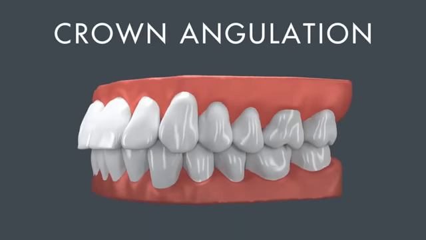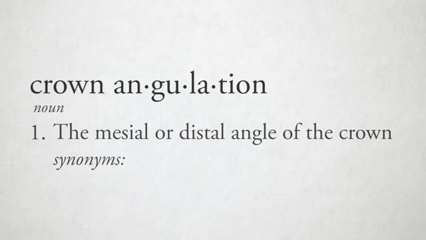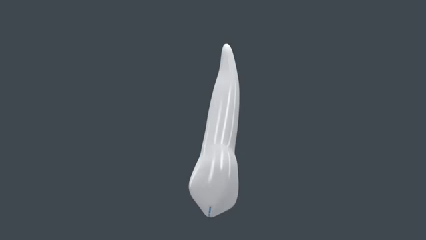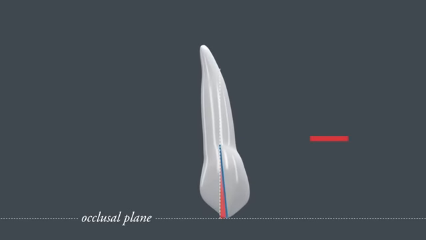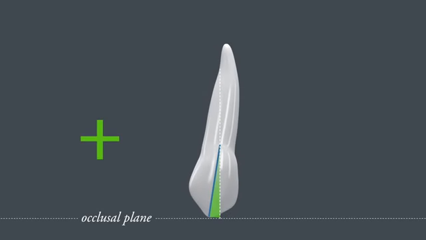Andrews' second key is crown angulation, the mesial or distal angle of the crown. Some doctors refer to crown angulation as tip. This is the angle formed by the facial axis of the clinical crown and a line perpendicular to the occlusal plane, from a facial perspective. Crown angulation is considered positive if the occlusal portion of the facial axis is mesial to the gingival portion, and negative if it's distal. In an ideal arch, all the crowns should be angled positively. In other words, the crowns should tilt mesially from the gums.